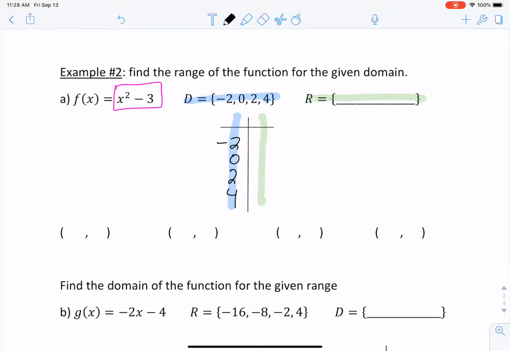Instead of doing all the math and plugging in each one of these x values to find each y value, we can use some technology to save us time.